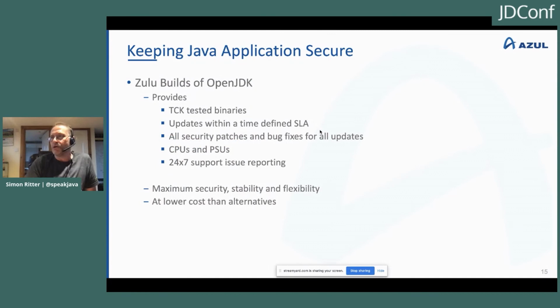Just to summarize then, since I've got about a minute left, keeping Java applications secure from the point of view of the JDK. So Zulu, builds of OpenJDK, provide you with TCK-tested binaries, updates with a time-defined service level agreement, so you know that you're going to get them within a certain space of time, all security patches, all bug fixes for all updates, both the CPU and the PSU, and 24/7 support issue reporting. So it's about maximum security, maximum stability, maximum flexibility for you as a customer.